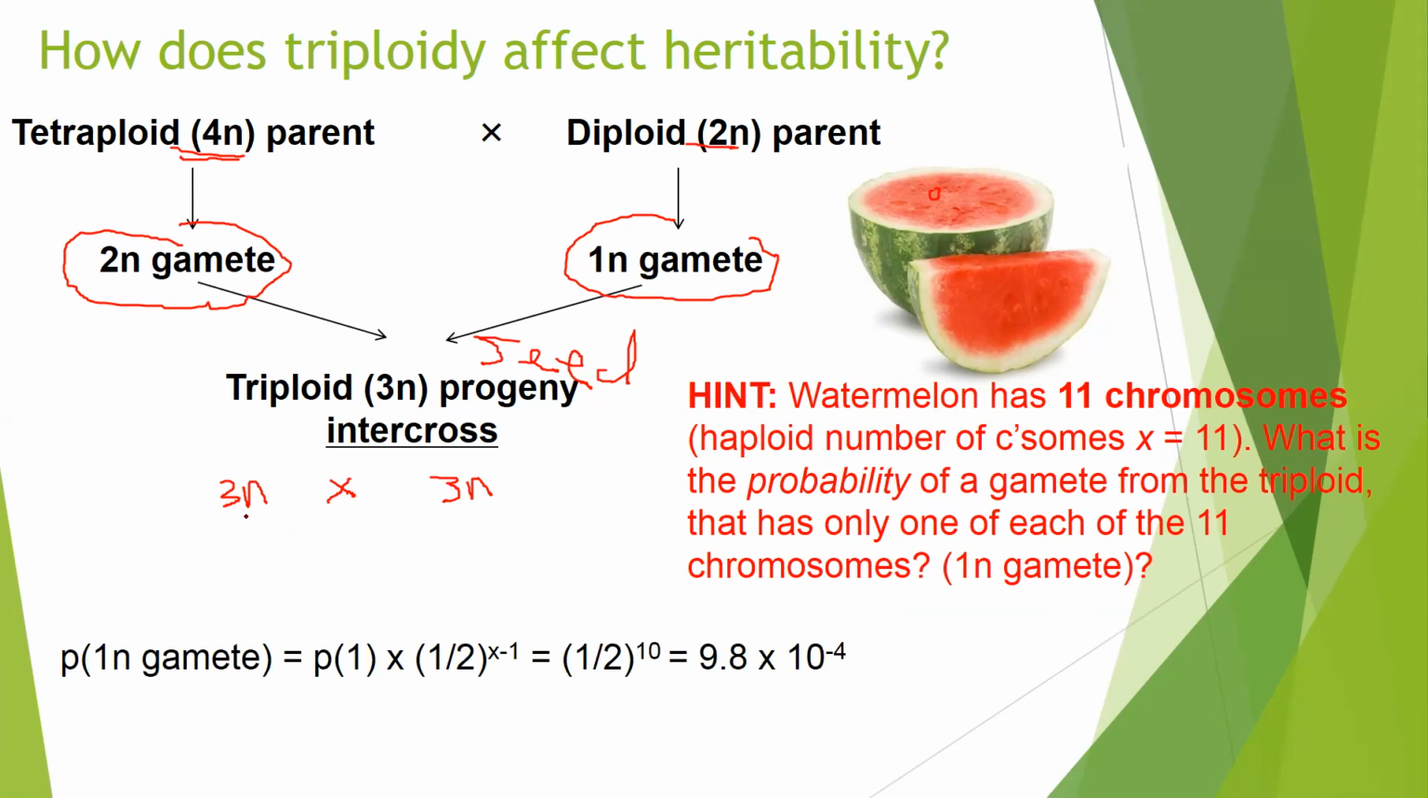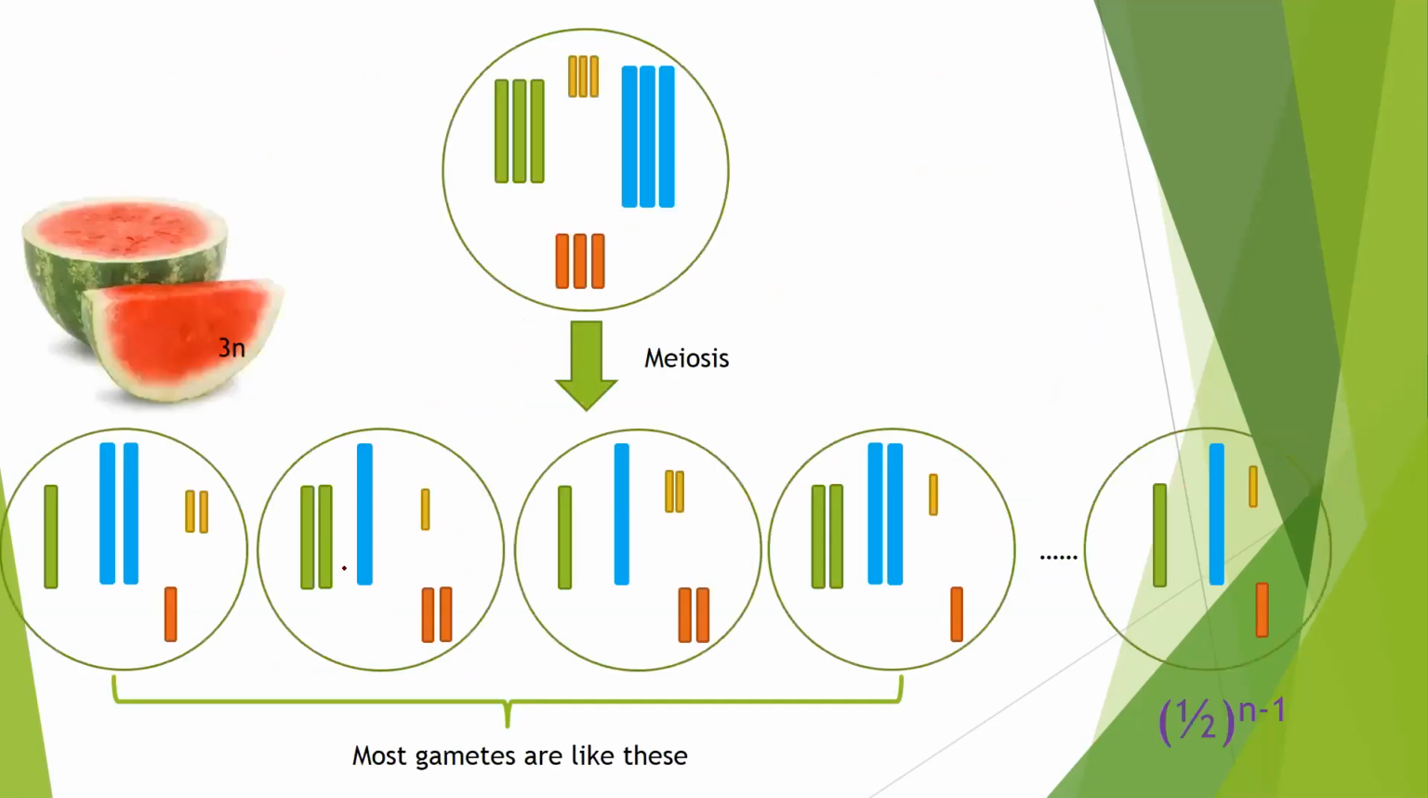One possibility is that this parent will produce a 1N gamete, and this parent will also produce a 1N gamete. Only if this is the case are you going to see the 2N seeds. Otherwise, you cannot see the seeds. So why is that? Let's look at this slide.